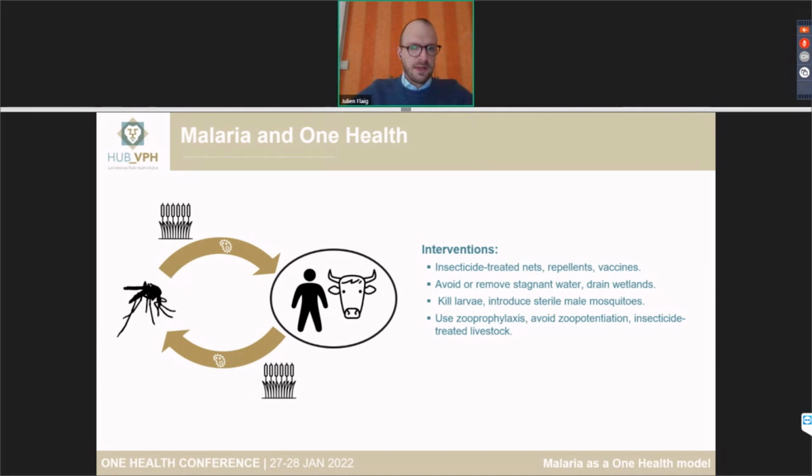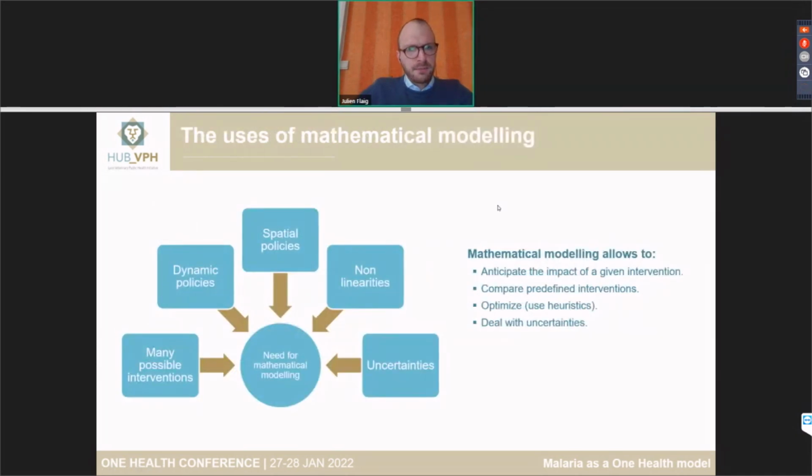Importantly, individual behavior is very important for all these interventions to succeed, which makes malaria control also a very complex social and political issue. You see also that there are many possible malaria control interventions, and these interventions can be combined together, which means that the number of possible policies that need to be assessed in decision-making is very large.